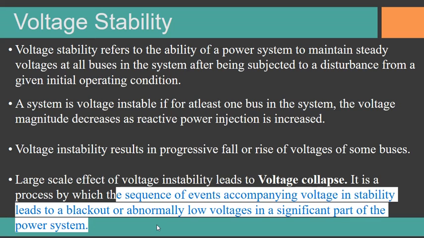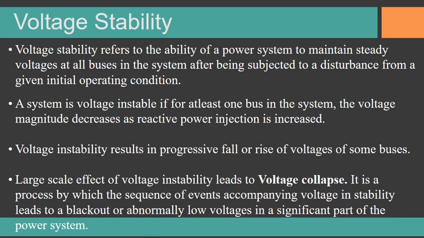Due to the voltage drop or voltage changes, there may be a failure of a sequence of events. Once one bus has failed, the subsequent bus connected to it also fails, so finally it reaches the source point. At last the entire power system fails, or due to the low voltages, low voltage occurs in a significant part of the power system.